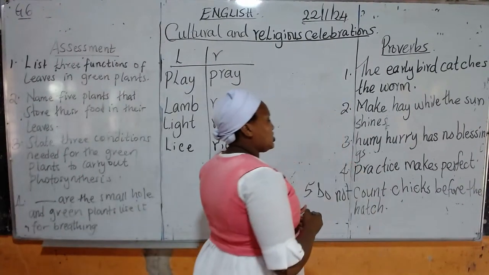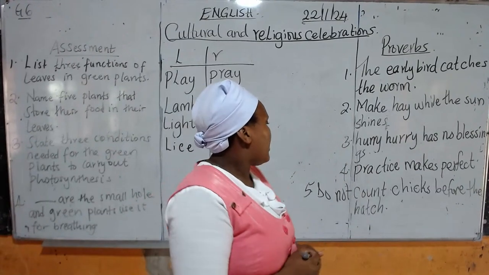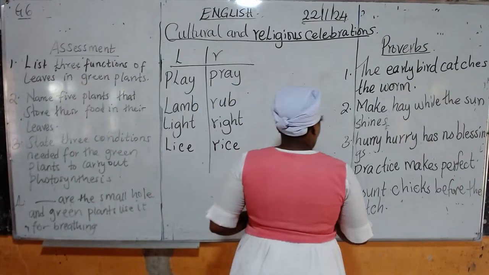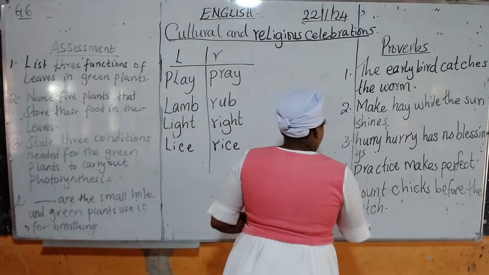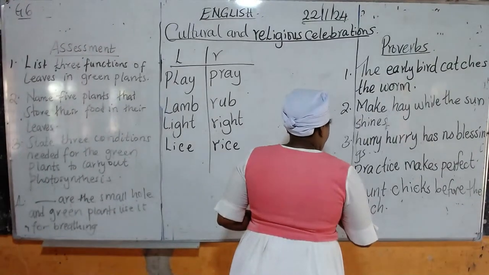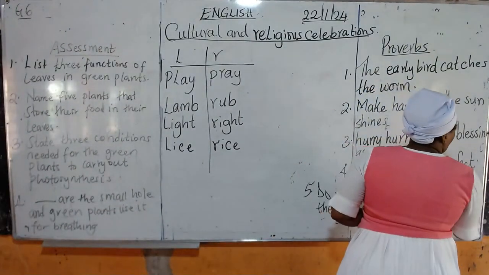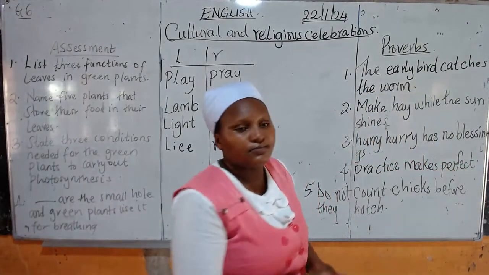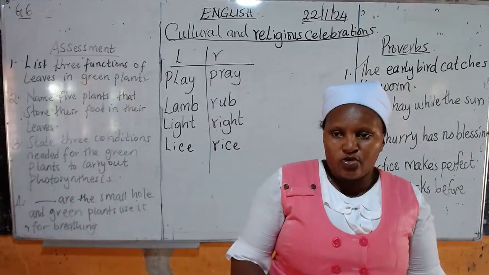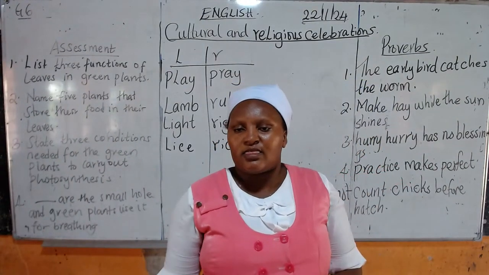Do not count sheep before they are hatched. What does that mean? Have you ever seen a chicken that is lying on the eggs? Yes. And you have put like how many eggs underneath?